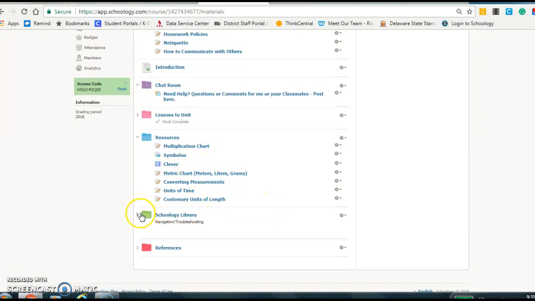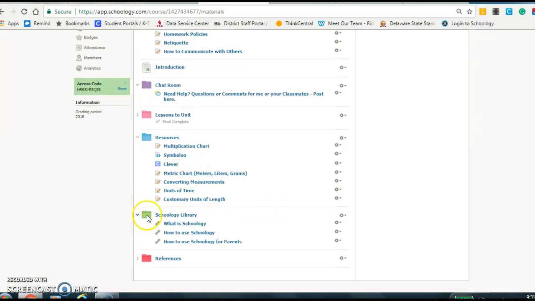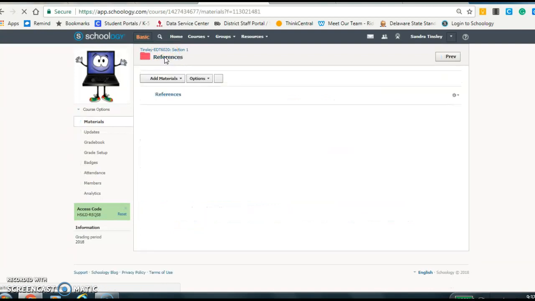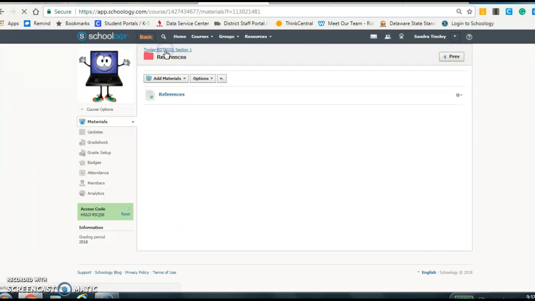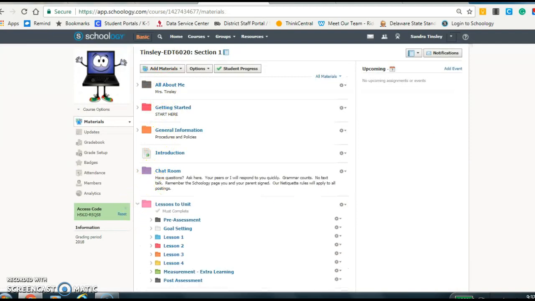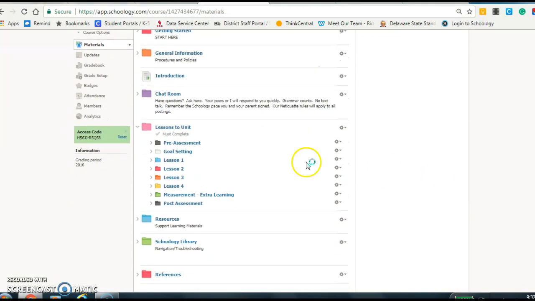find information. There's also a Schoology library where they can learn about Schoology, how to use Schoology, and Schoology for their parents. I also have a reference sheet with all my references here for Brain Pop and everything that I use throughout the unit that they can reference at any time, or anyone that needs to reference can reference at that time. And then we'll go to the main part of this, and that's the lessons and to this unit.